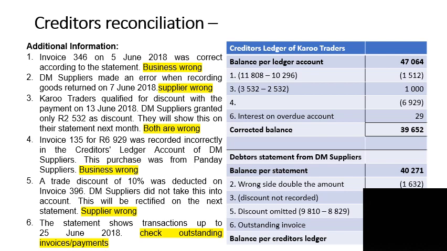Transaction 2, or additional information 2: DM Suppliers made an error when recording goods returned on 7 June 2018. We are told plainly that the supplier is wrong. So we are going to record transaction 2 in the creditors reconciliation statement. We have recorded our 816 on the debit. They have also recorded it on the debit instead of credit. We know from our notes, if an amount is recorded on the wrong side, we double the amount.